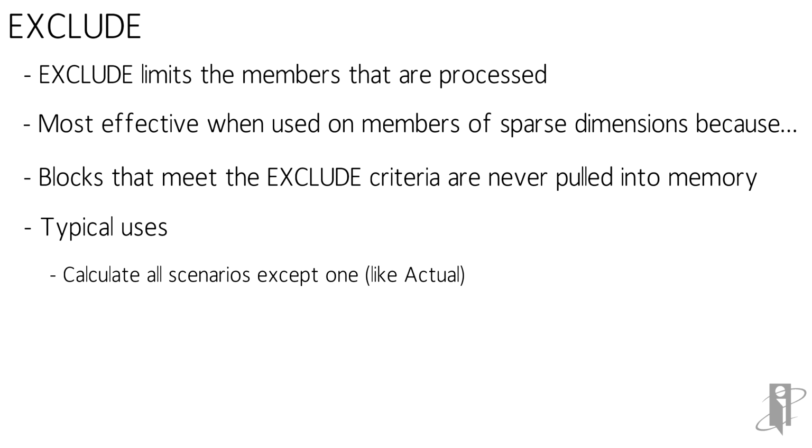So common uses of exclude are when you want to calculate all the scenarios except one, like my example just now, maybe everything but actual. Or maybe we want to calculate actuals, but we don't want to bother calculating the future years because there's no future year actual yet. Or maybe we only want to calculate the budget. Well, the budget only exists for future years. We don't care about calculating prior years.